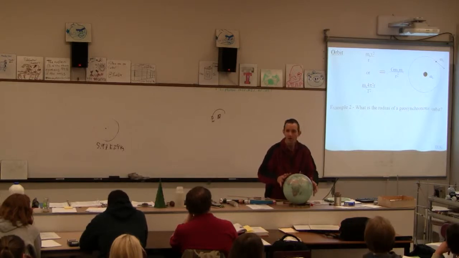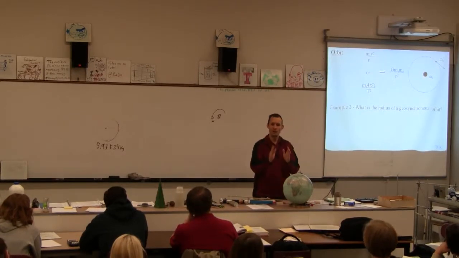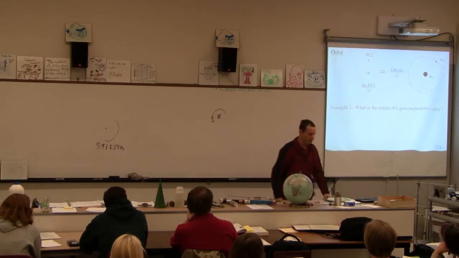Okay, so the solar day is almost exactly 24 hours. That's what we based it on, yes? We took the time it took to rotate, divided it into 24, right? But a sidereal day, the actual period of rotation, is 23 hours, 56 minutes, 4 seconds. Let me show you why.